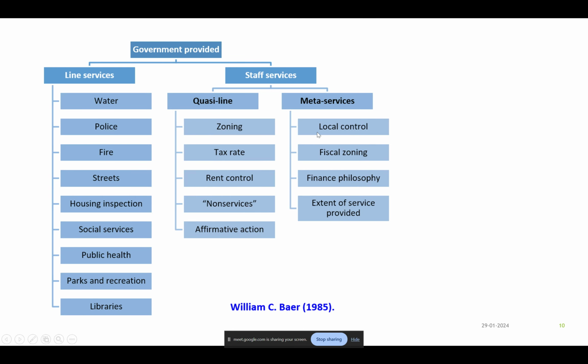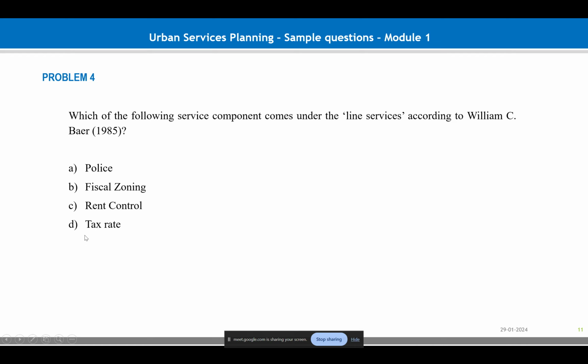A very similar question, given by William C. Baer, on these divisions: which of the following service components comes under the line service according to William C. Baer? This was a question which appeared in one of the competitive exams before, so that's why I put a similar question along with it. I guess now we are in a position to answer this. The answer is police. Correct, police is the answer. We have already discussed this, so the same explanation applies.